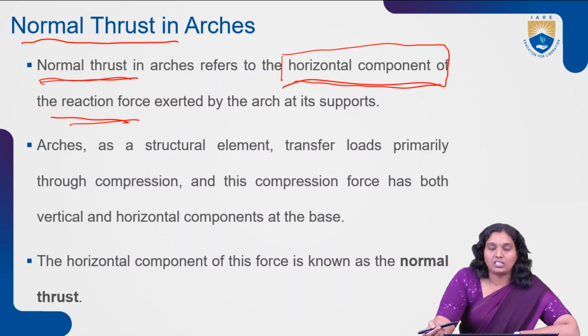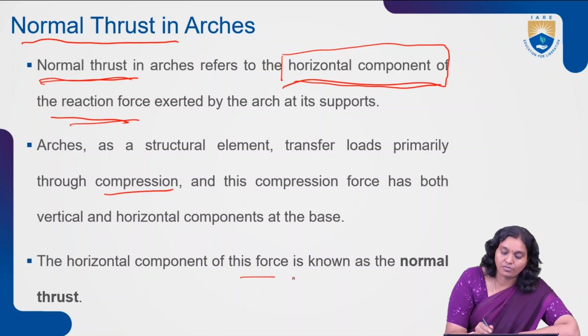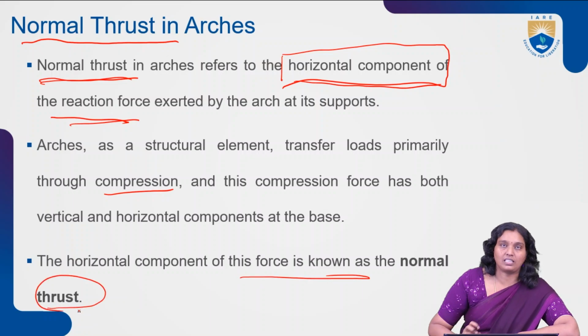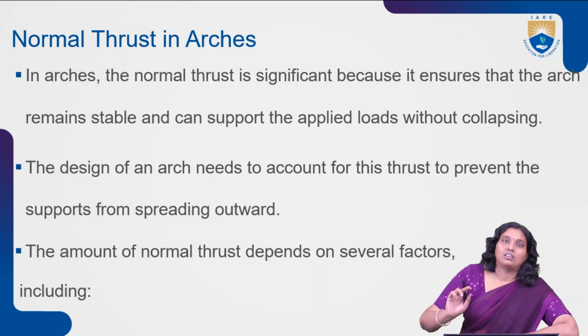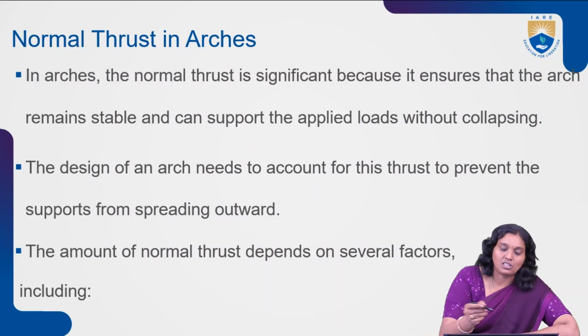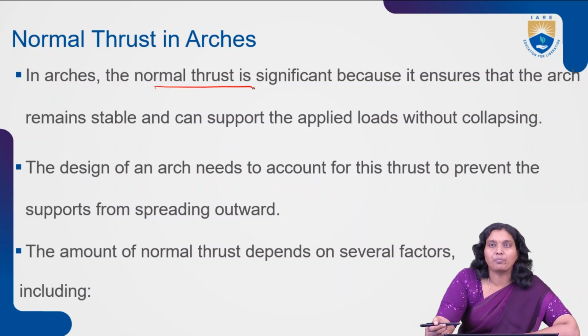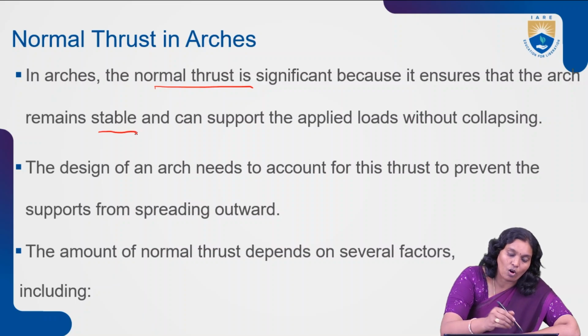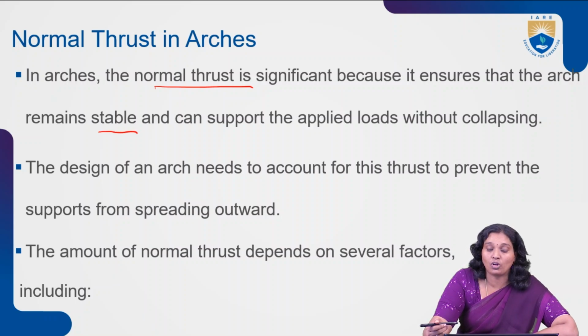In these arches, as structural elements, they are going to transfer their loads primarily through compression, and this compression force has both vertical and horizontal components at the base. The horizontal component of this force is known as the normal thrust. This normal thrust is significant because it ensures that the arch remains stable and supports the applied loads without collapsing.